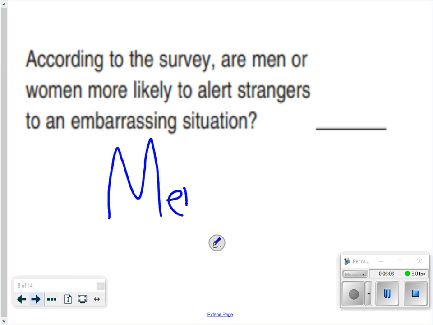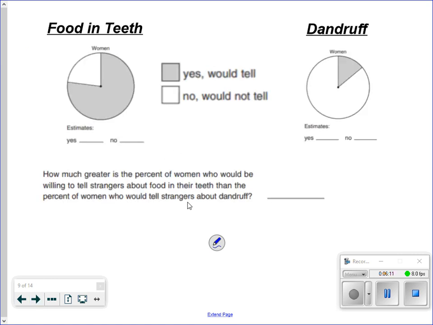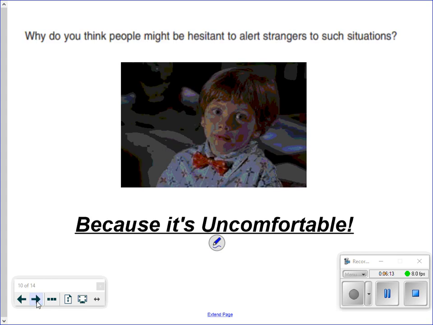Men. All right. Food in the teeth. I think we already did this one. And dandruff. We'll just keep going. Why do you think people might be hesitant to alert strangers in such situations? Because it is uncomfortable. That guy's hilarious.